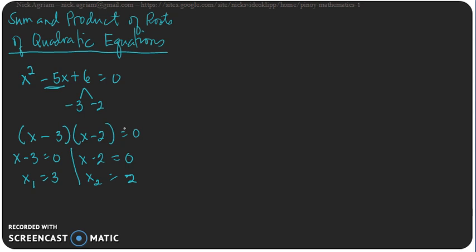positive 3. The same is true with the second factor, and we have x sub 2 is equal to positive 2. If we add them together, x sub 1 plus x sub 2 is 3 plus 2, which is 5. And if we multiply them together, x sub 1 multiplied by x sub 2 is equal to 3 times 2, which is 6. It will ring a bell. 5 you can see there, and 6 you can see there.